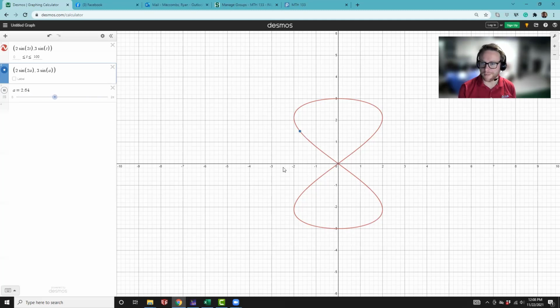Of course, sine is periodic. It has a period of 2 pi, and so it's not really surprising that this thing is repeating itself every 2 pi. Okay, with that, why don't we switch over to the iPad and see how we can do this by hand.